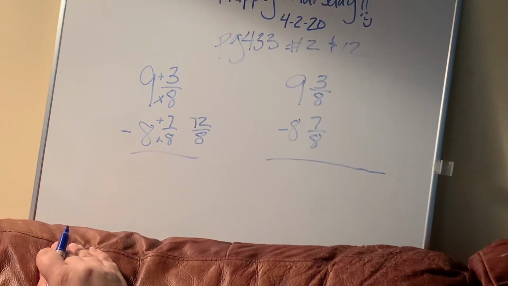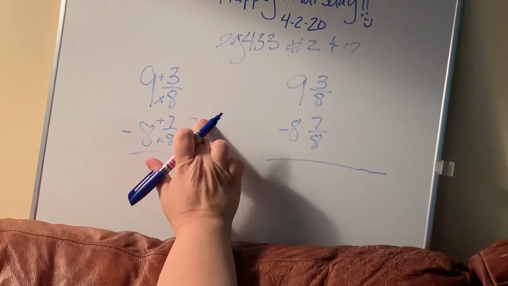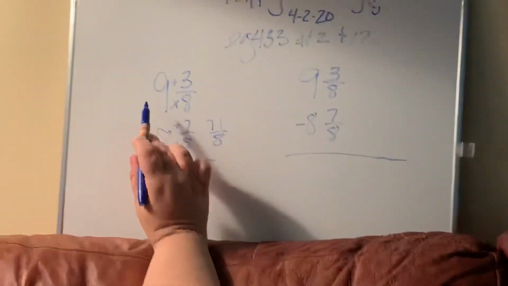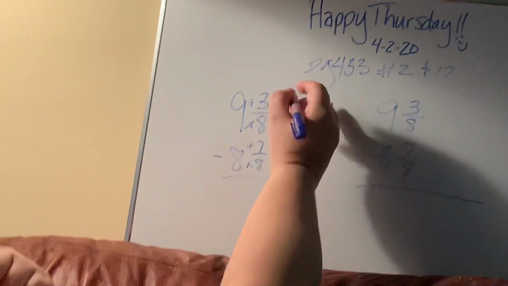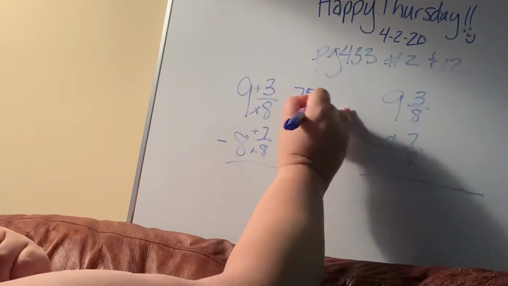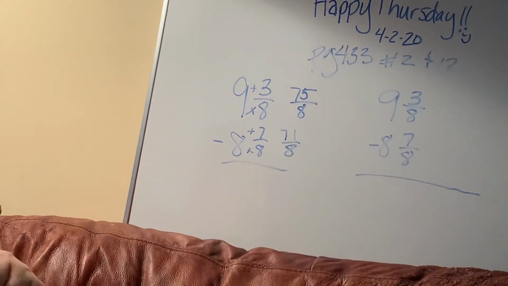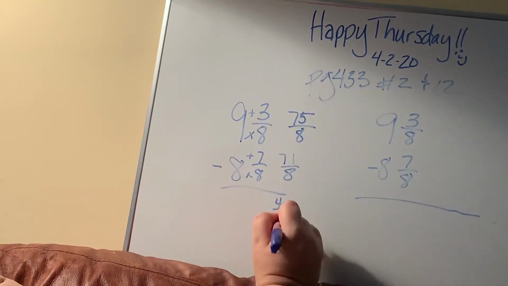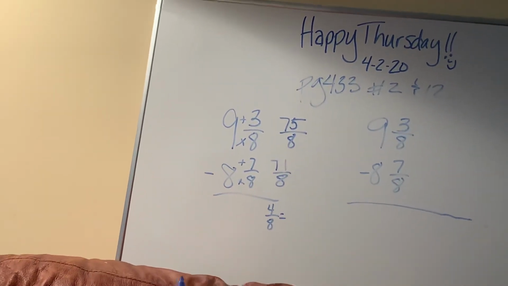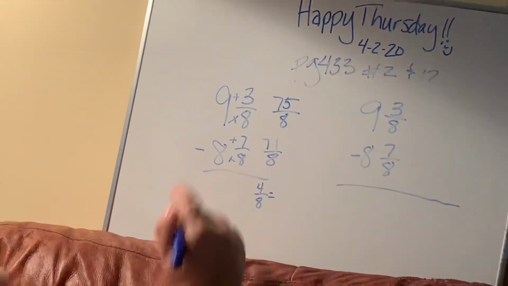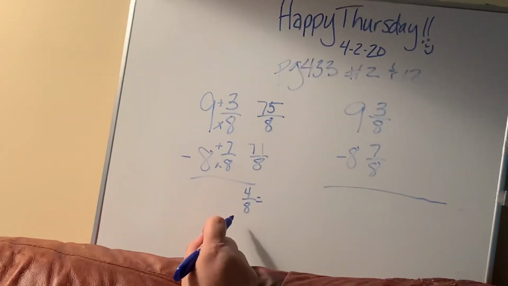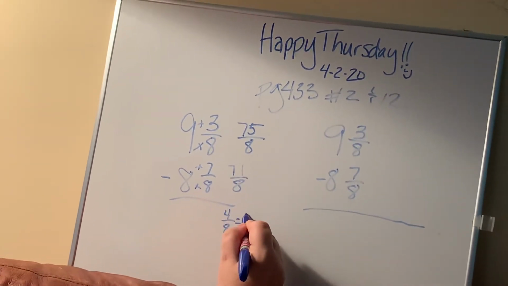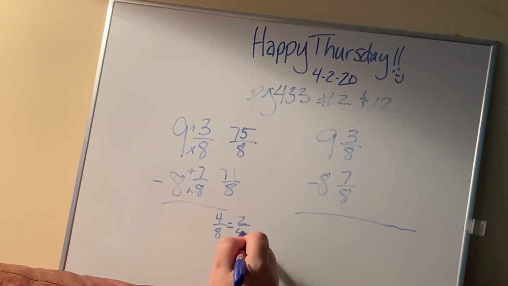Nope, that's not right. 71. Okay, 8 times 9 is 72, plus 3 more is 75 over 8. Okay, just simply subtract. You end up with 4/8, okay? And when we reduce it, because you must always reduce it, what number will go into both 4 and 8? Well, they're both even, so 2. 4 divided by 2 leaves me with 2. 8 divided by 2 leaves me with 4.